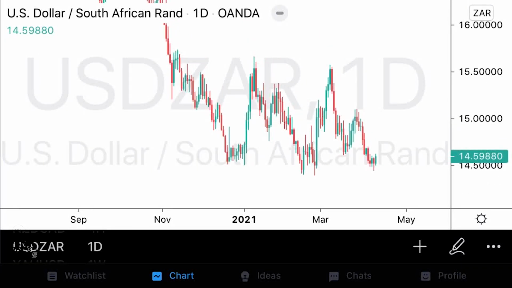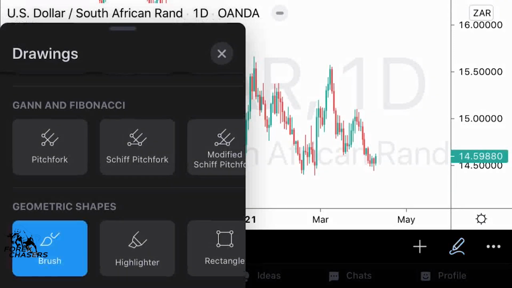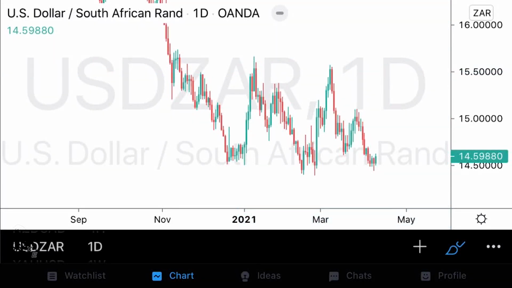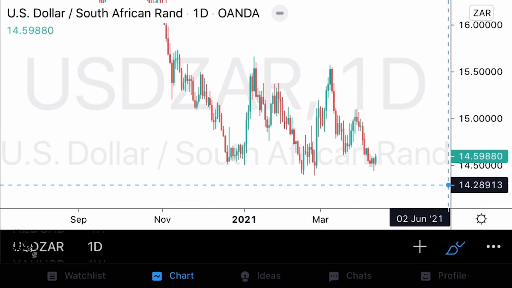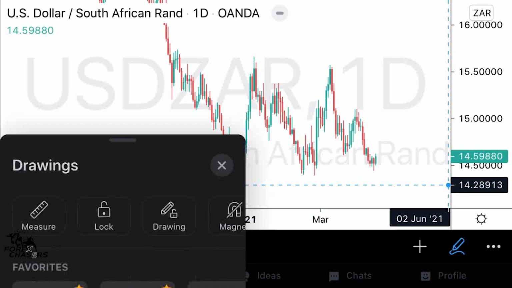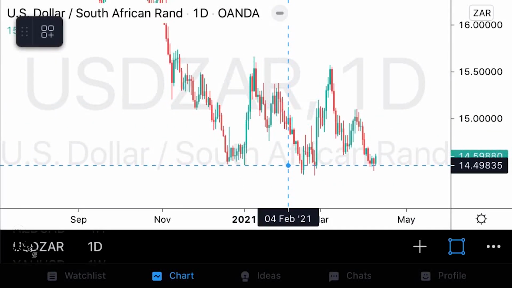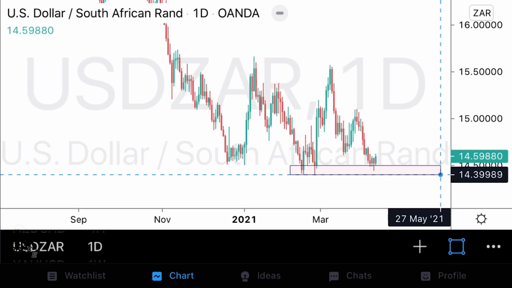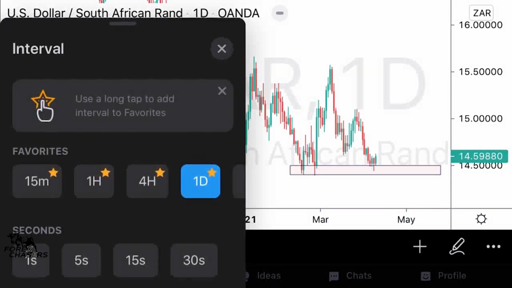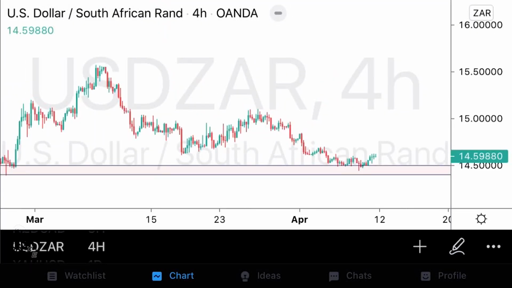But what we can see is that USD ZAR is essentially within some sort of a range on the daily. Let's just mark in those highs, mark in those lows. Now we know where we are in terms of a higher time frame perspective. We are at some weekly swing lows, and we are also at some daily swing lows. Now, if we go down onto the H4, we'll get a little bit more context onto what's going on.